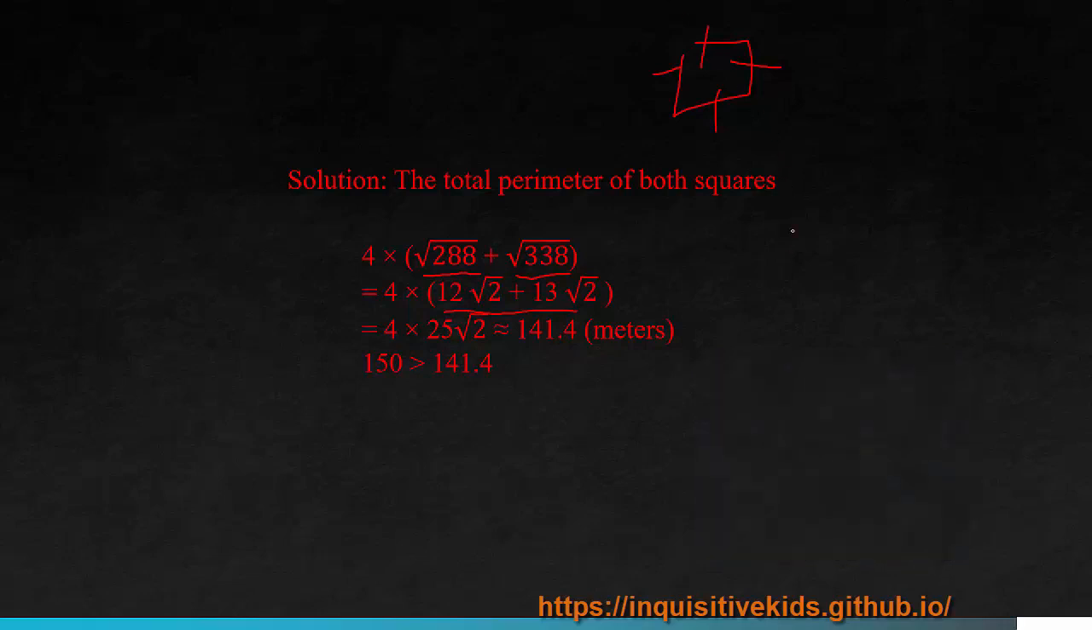And we have a total of 150 centimeters of ribbon. In the problem, they said it as 1.5 meters, but this is the same thing as 150 centimeters. So don't get confused on that. And since we know that 150 is greater than 141.4, then they do have enough ribbon for both cards.